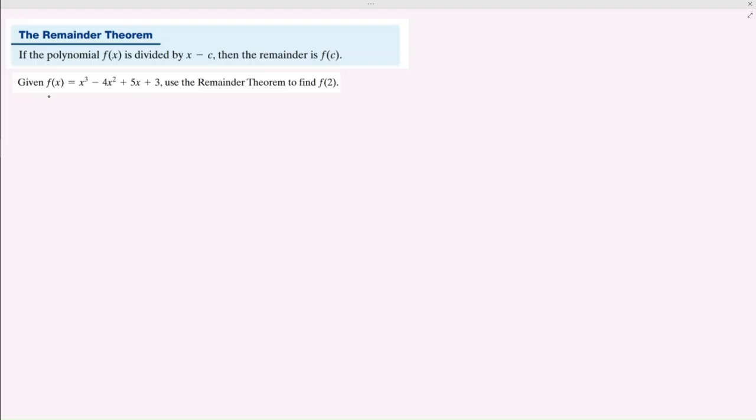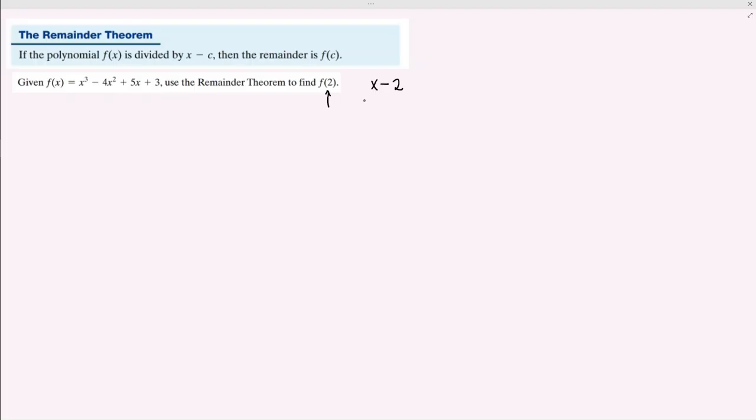So what we're going to do here is I want to find f of 2, so what I need to do is divide by x minus c. C is 2, so we're going to divide by x minus 2. We'll divide f of x by that, and if we get a remainder, it will be the same thing as if we plug 2 into f of x.